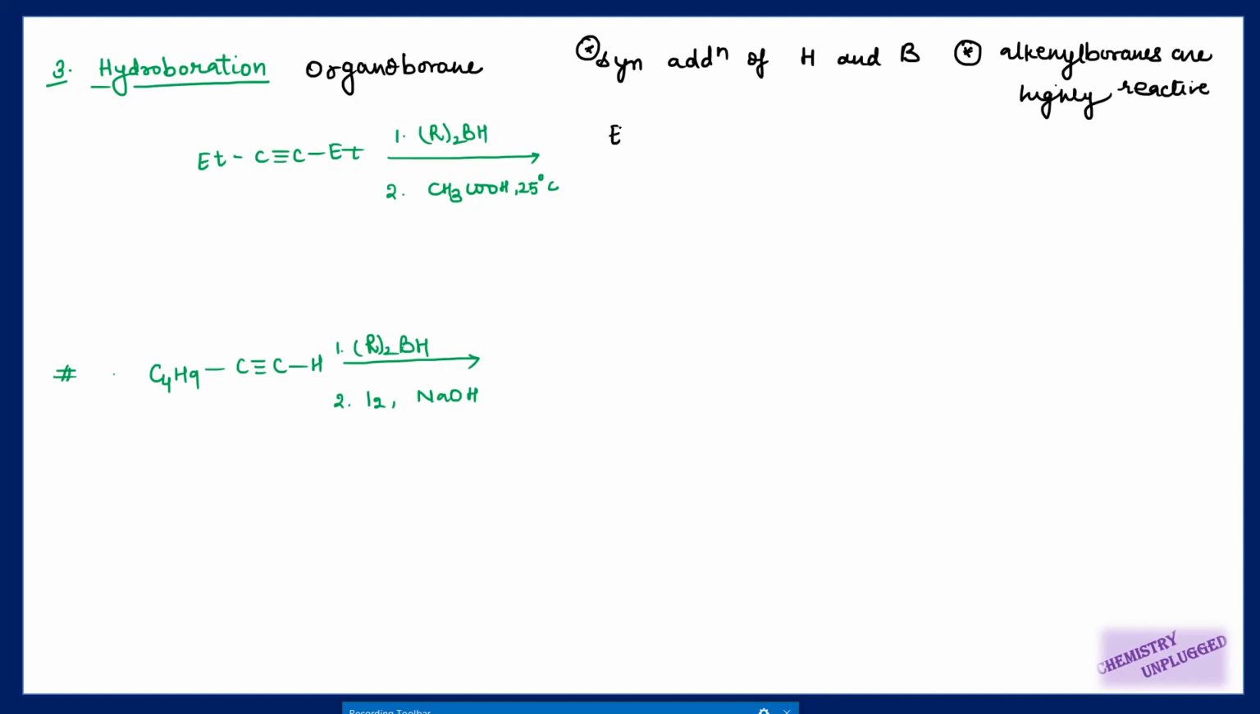So we know that there is syn addition, meaning these two ethyl groups will go on the same side, and hydrogen will go on this side, and boron will go on the same side as this hydrogen, right? Then this is very reactive, this is our alkenyl borane, right? It is very reactive, and in the next step we are using acetic acid. So this will be replaced by H, so we will get this one as the final product.